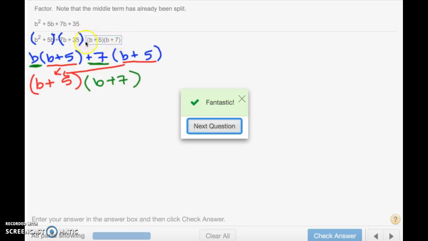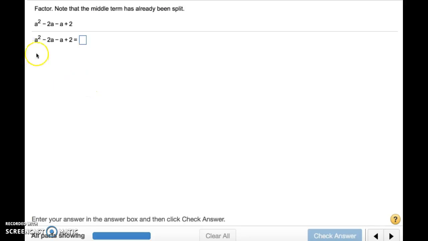And just like we talked about before, we are reversing a process that we would have done before. We would have started with this as my problem, and I could FOIL it out, so I'd get b squared, and then I'd get plus 7b, and then I'd get plus 5b, and plus 35. I would FOIL it out, and I would end up with this as being my answer. So we're doing the opposite. It's called factoring. And you can think of it like unfoiling or undistributing the problem.